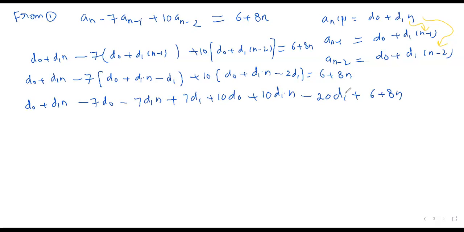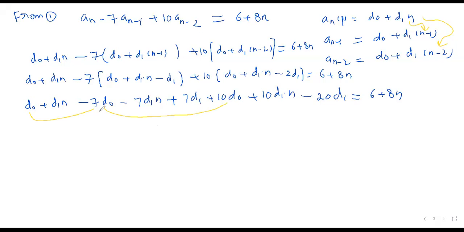Now simplify this one. How many d naughts are here? Check it. d naught minus 7 d naught, then here also one d naught is there. What happened to the 7?